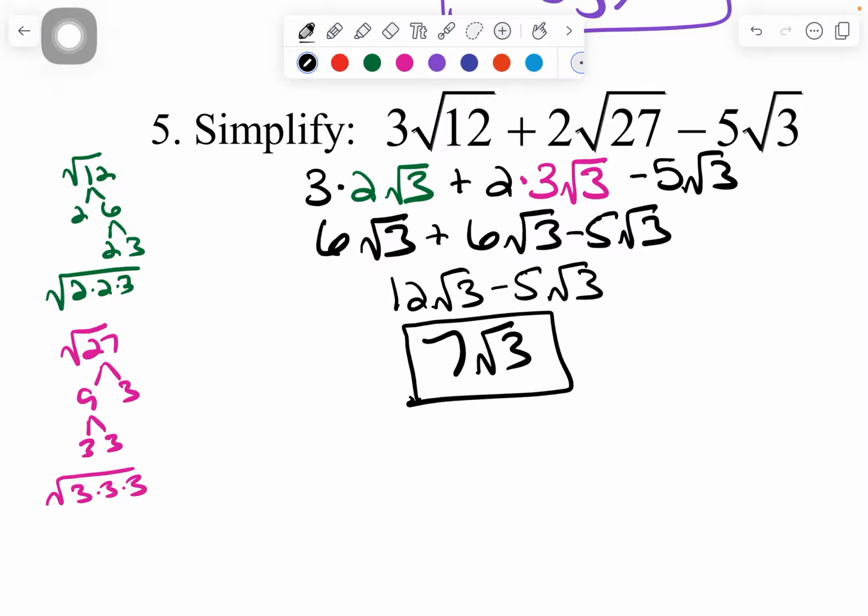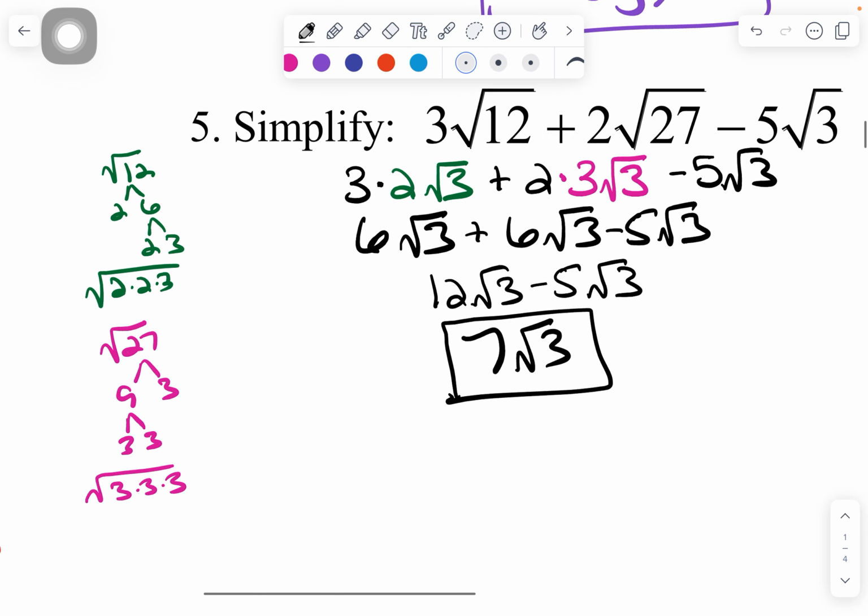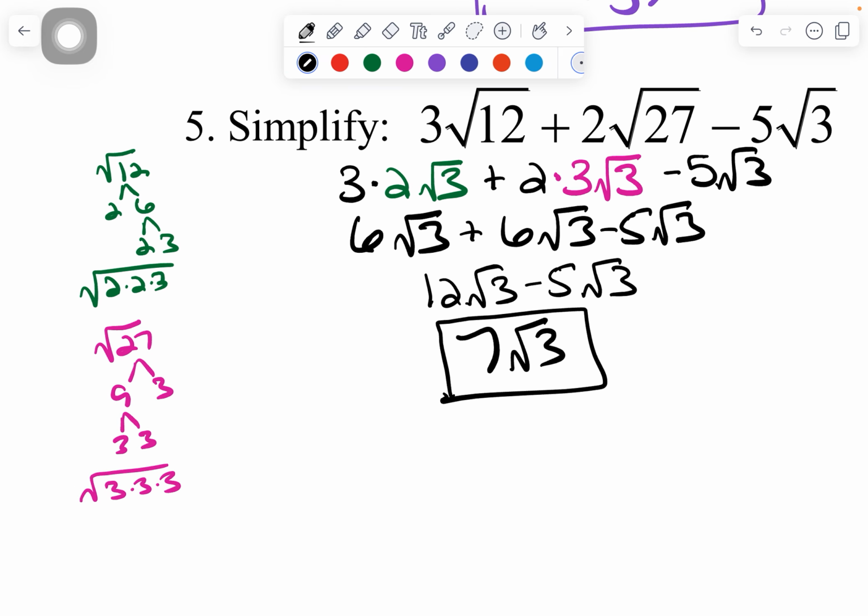That sounds good. Oops. Oh, I wasn't trying to throw that. I was trying to throw that. All right. So let's see what's next.